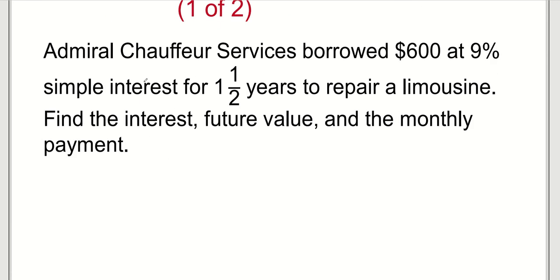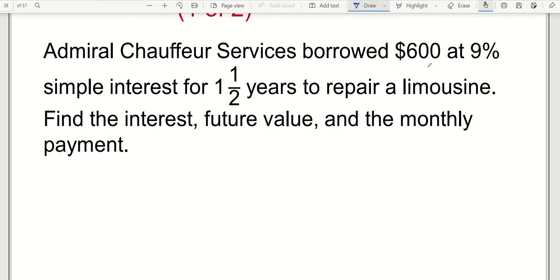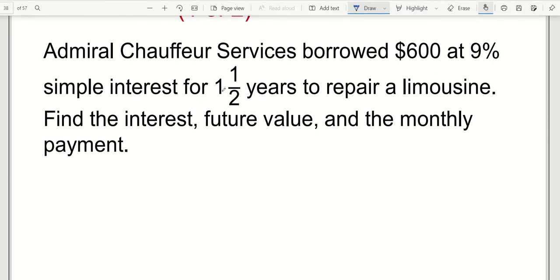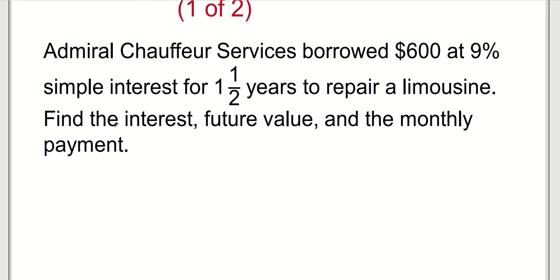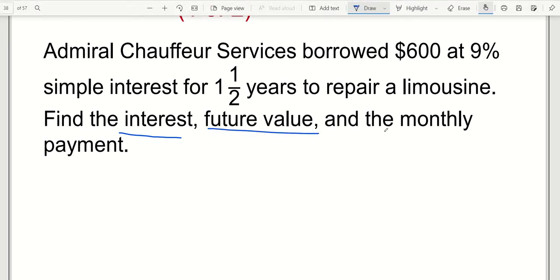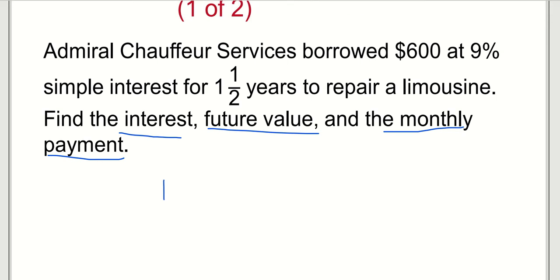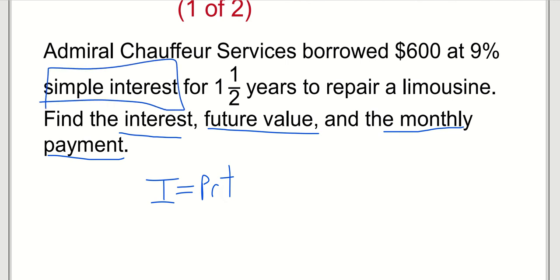Let's take a look at another example. They say Admiral Chauffeur Services borrowed $600 at 9% simple interest for 1.5 years to repair a limousine. Let's find the interest, the future value, as well as the monthly payment they would have to make if they're going to be repaying their loan monthly. So the first two should be pretty straightforward. We know how to calculate interest. If it's simple interest, it's going to be I equals PRT, and it is simple interest because they do tell us that in the problem.